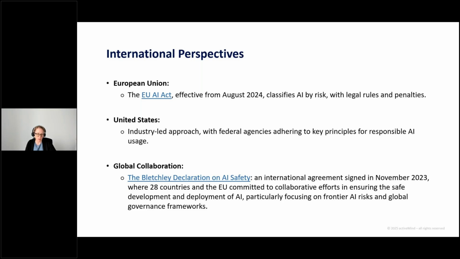And then we have a global collaboration, where the UK is also part of the Bletchley Declaration on AI Safety. This is an international agreement that was signed in November 2023, where 28 countries and the European Union committed to collaborative efforts in ensuring the safe development and deployment of AI. This agreement particularly focuses on frontier AI risk and global governance frameworks. And as I said, the UK has also signed this. So there are a lot of regulatory approaches going on. You need to keep yourself up to date, as you will see in the course of this webinar.